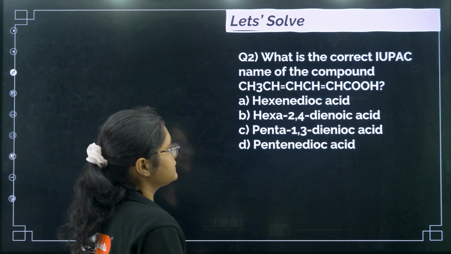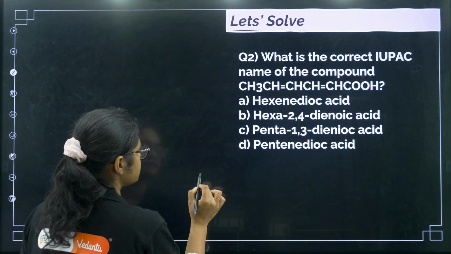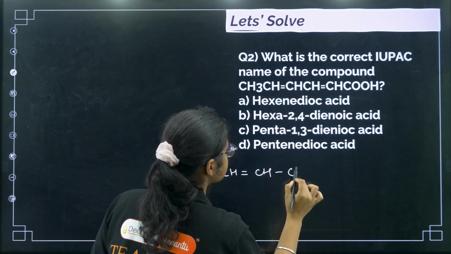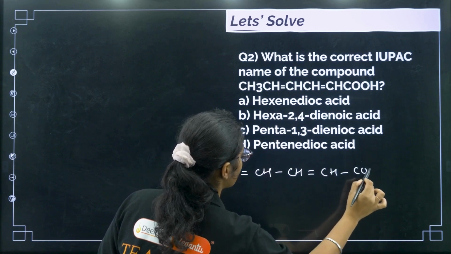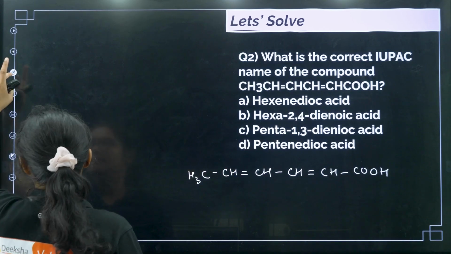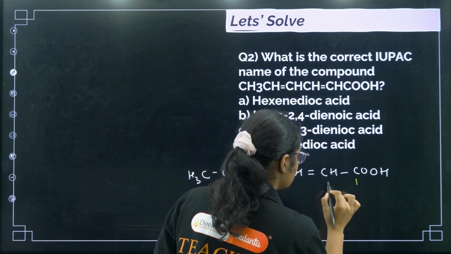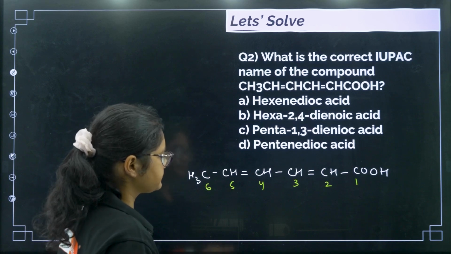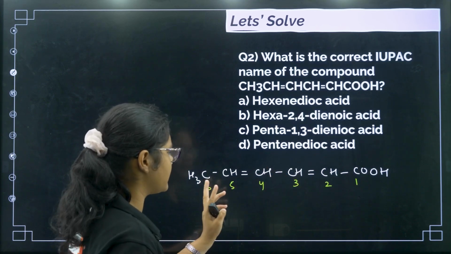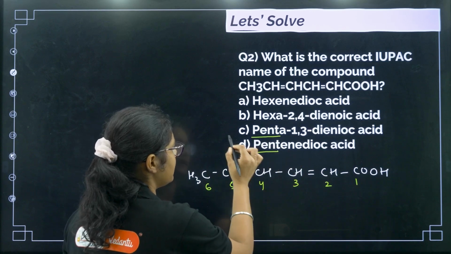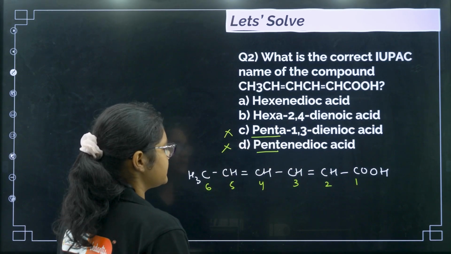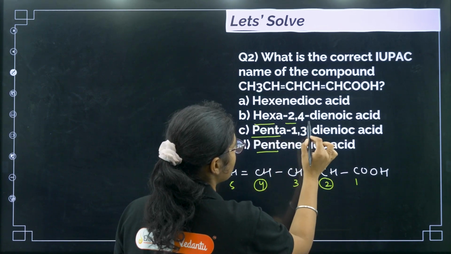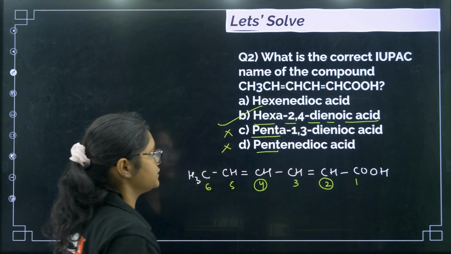Next, what is the correct IUPAC name of the compound given? The structure is like this: CH3, CH, double bond CH, then another CH, double bond CH, then COOH. Now if we number it, we have 1, 2, 3, 4, 5 and 6. So there are 6 carbons, so there will be hexane. Here pentane is there, so we can eliminate these two. Now hexane, at what two positions do we have a double bond? Second position and fourth position. So hexane 2,4-dienoic acid. The correct answer is option number B.